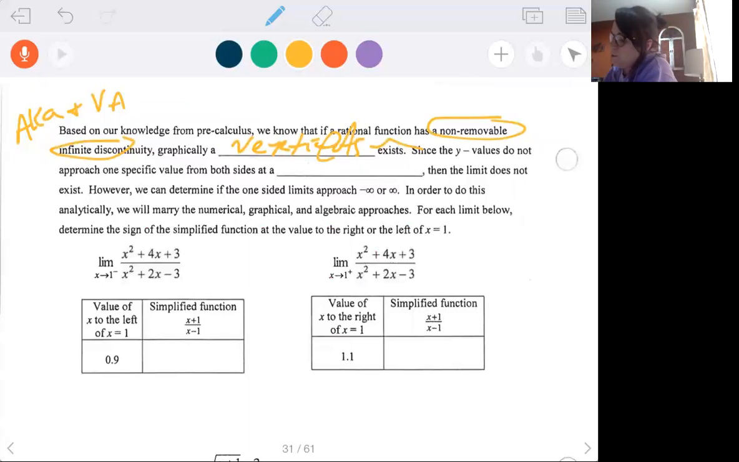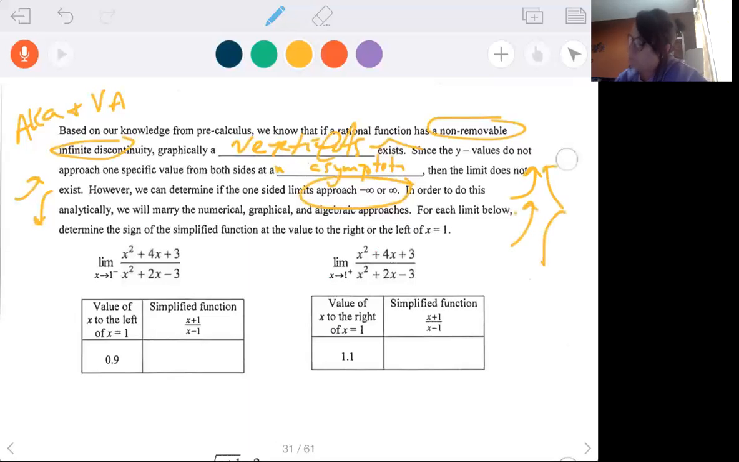All right, since the y value does not approach one specific value from both sides at an asymptote, then the limit does not exist. What that means is the limit doesn't exist. We're going to one of the infinities. But on a one-sided approach, we can determine whether it's negative or positive infinity, or if from both directions we can. Remember that graphically, we write DNE when this happens.